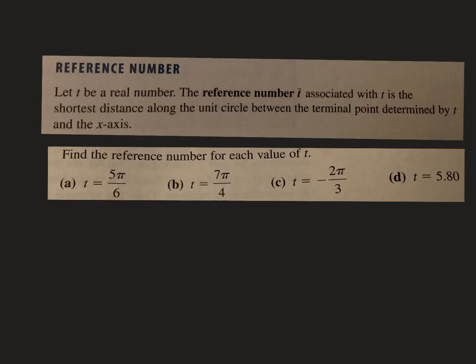All right, reference number. Let t be a real number. The reference number, they put a little t bar, is the shortest distance along the unit circle between the terminal point and the x-axis. So it's the closest you can get to the x-axis. Now I'll draw you a picture here for some of these.